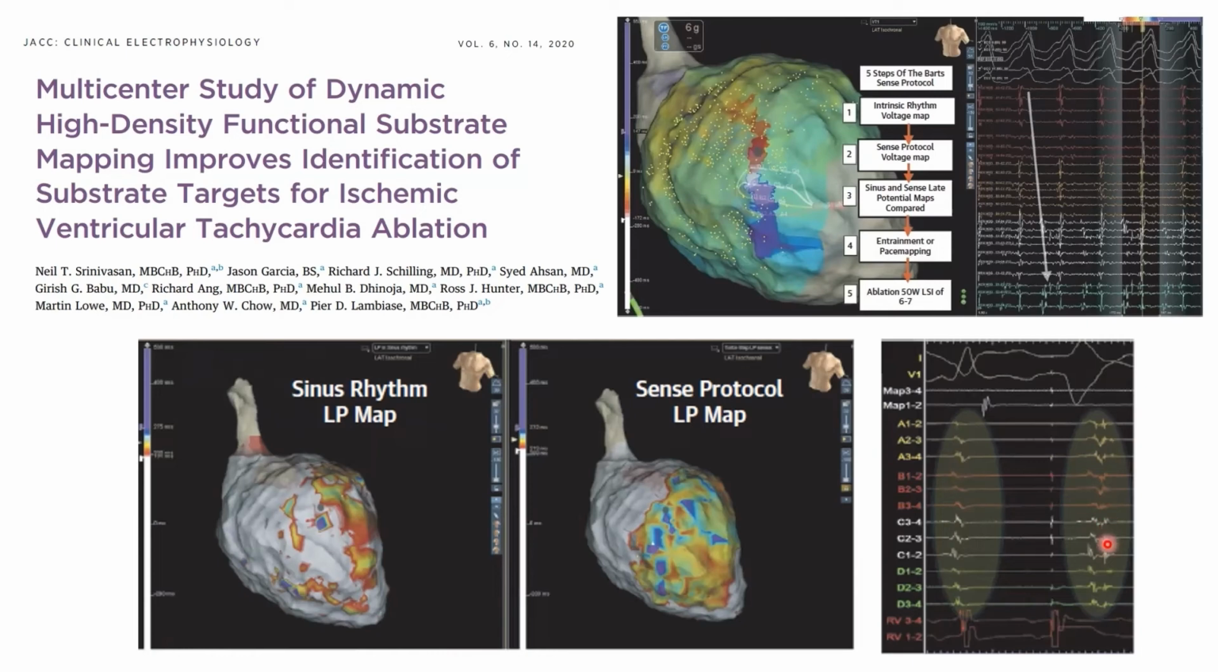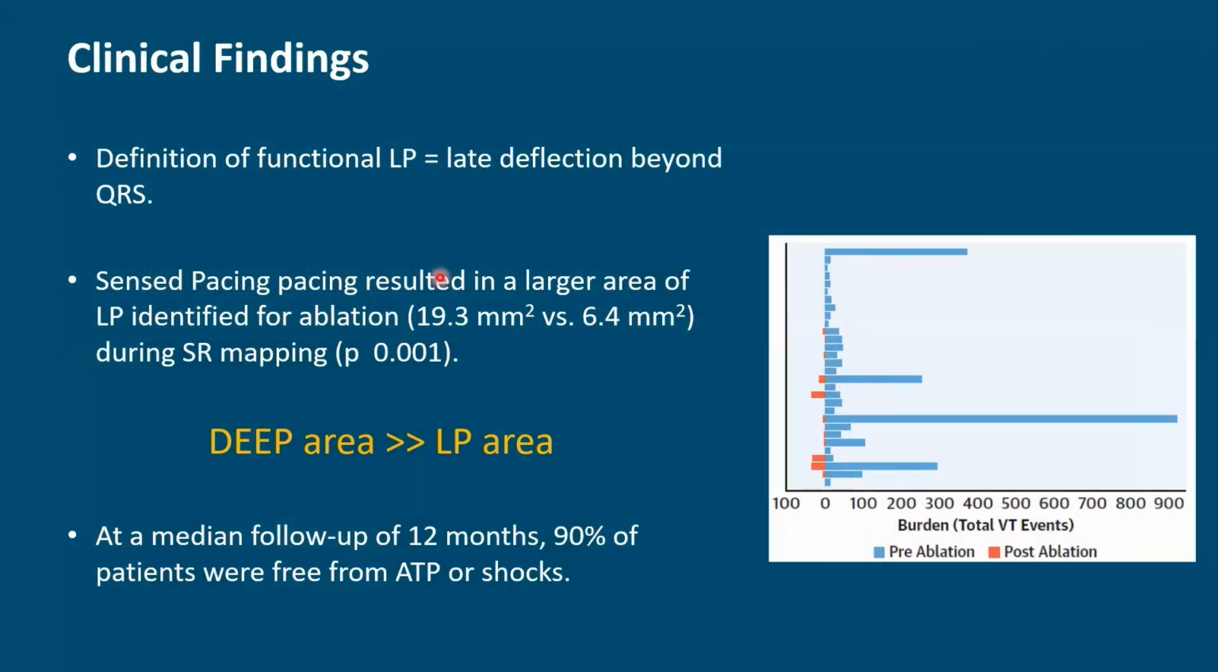Now, the clinical findings of this study were slightly different in that the late potential area in sinus rhythm was smaller, and the deep potential map gave you a much larger area. One thing to point out is that the deep potential map in this study was performed by doing a turbo map of the sensed extra beat. So not truly looking at a difference in timing between the sinus beat late potential and the sensed extra beat late potential.